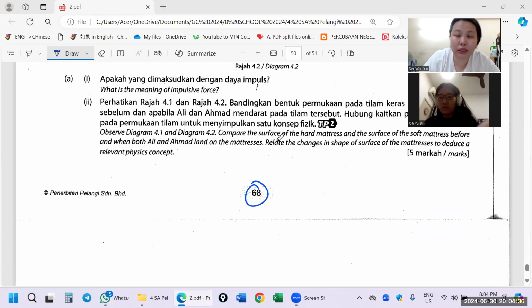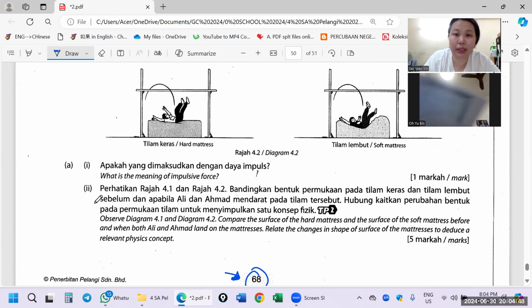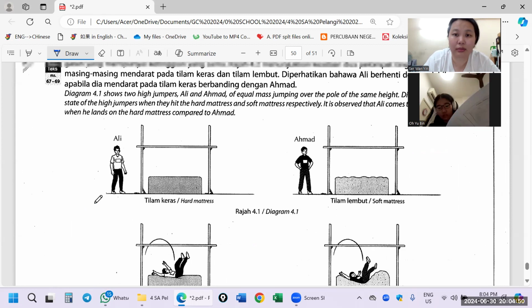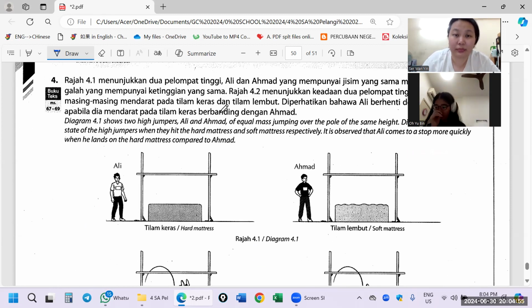Okay, so now look at your module, physics module, page 68. Okay, page 68, the Pelangi one. Then you take out a test paper.